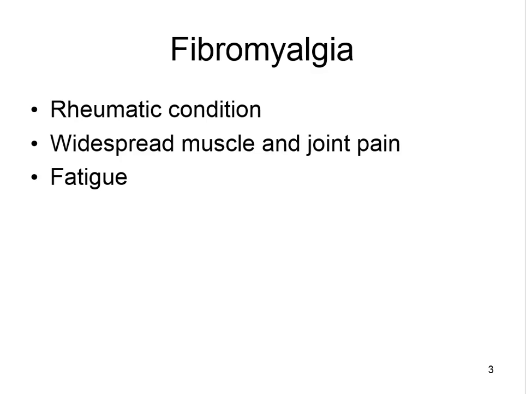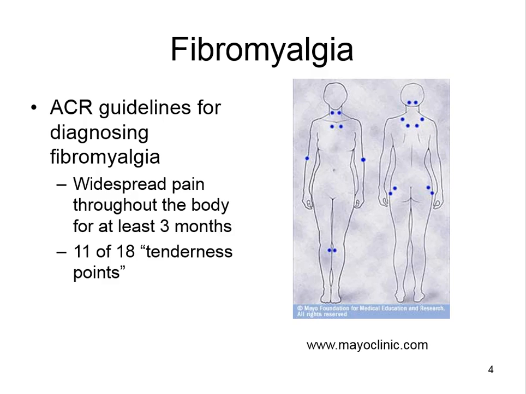Fibromyalgia is a rheumatic condition. There's a widespread muscle and joint pain with fatigue and appears to be linked to changes in the way the brain processes pain signals. The ACR stands for the American College of Rheumatology. They have guidelines for diagnosing fibromyalgia. It has to be widespread pain throughout the body for at least 3 months and have 11 of the 18 tenderness points. So we're looking at the neck and shoulders, the elbows, the hips, and the knees. Pain on both sides of the body as well as above and below the waist.